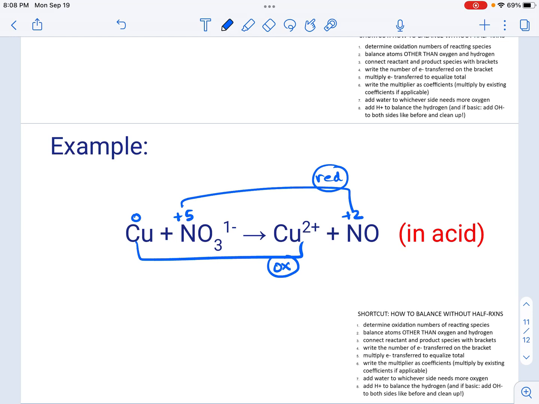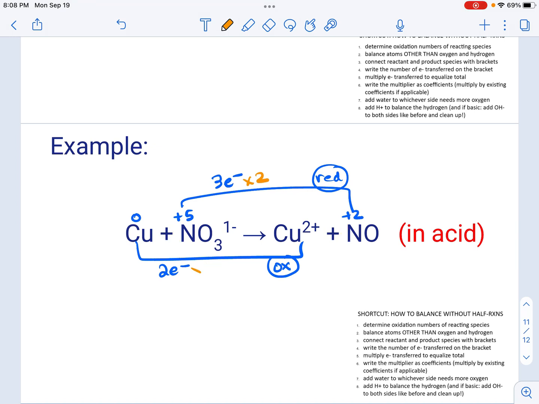I'm going to decide how many electrons transfer. So from 0 to 2+ is 2 electrons for the copper, and from 5 to 2 is 3 electrons for the nitrogen. I'm going to come back in and multiply the 3 times 2 and the 2 times 3, and I'm going to make those coefficients on what they're attached to. So it will be 3 NOs and 3 NO3 1 minuses.